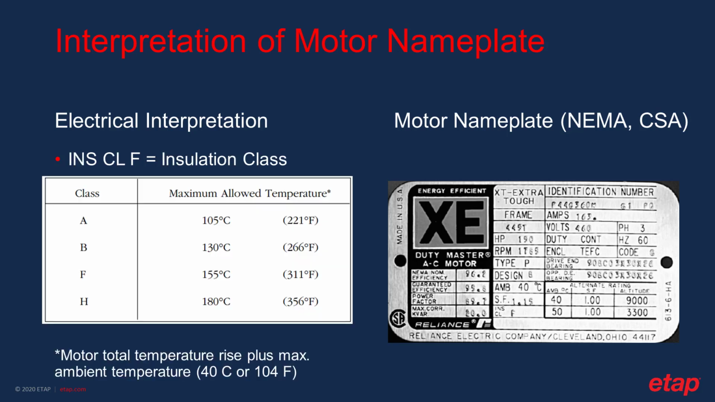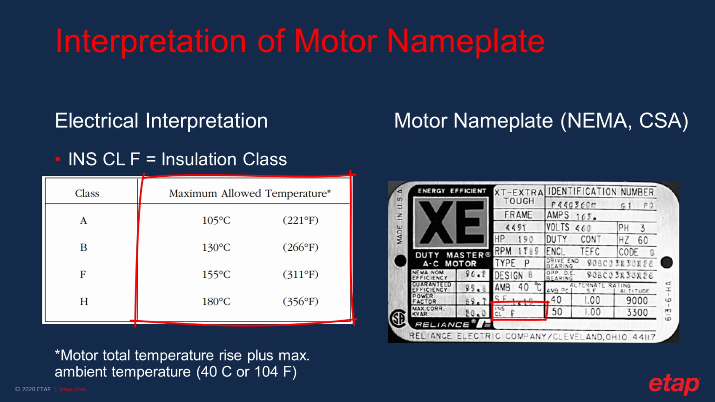Another important parameter on the nameplate of a motor is the insulation class of the motor. Based on NEMA, you can have 4 classes of the motor, which is representing the maximum allowed temperature. Maximum allowed temperature is representing how much overload you can have for this motor depending on the ambient temperature.